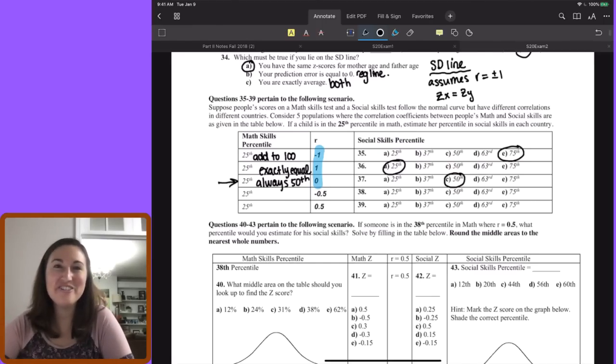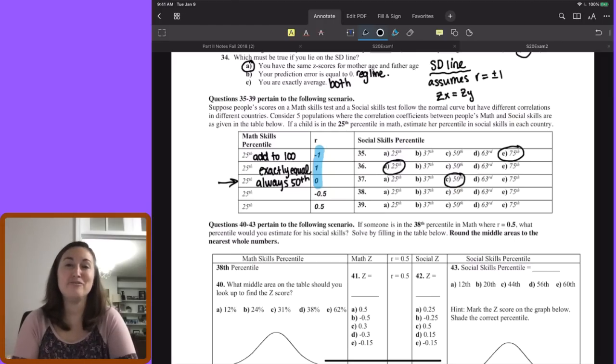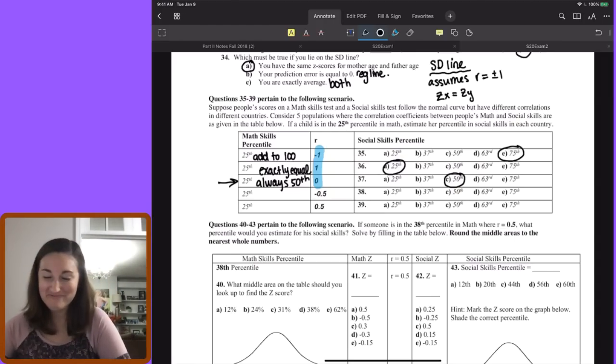We could do this the long way too if we really wanted to. Maybe you have some time. Maybe you like it. Go right ahead.